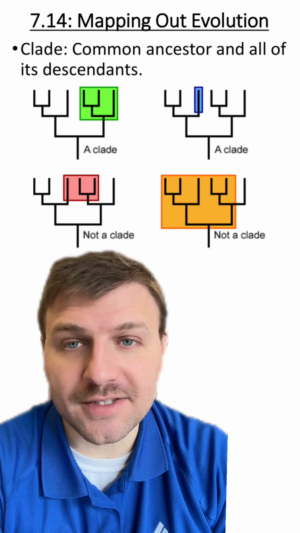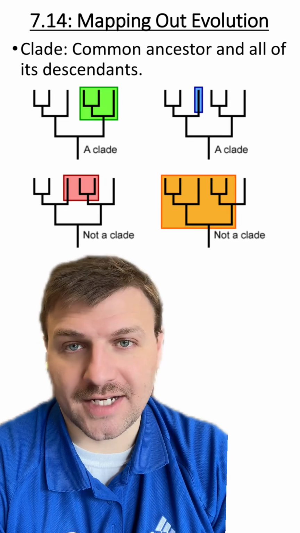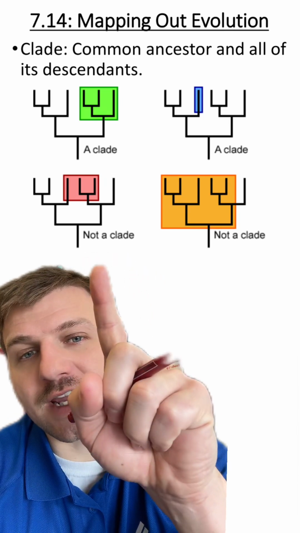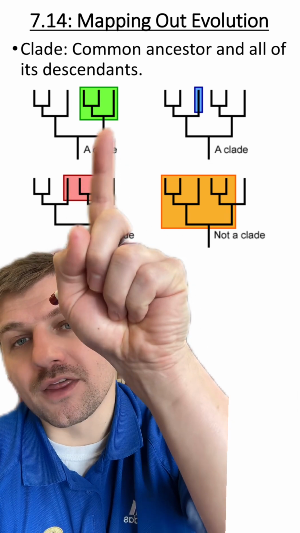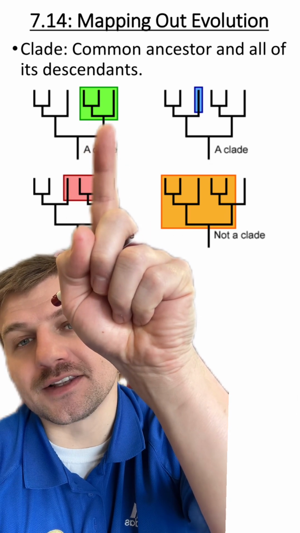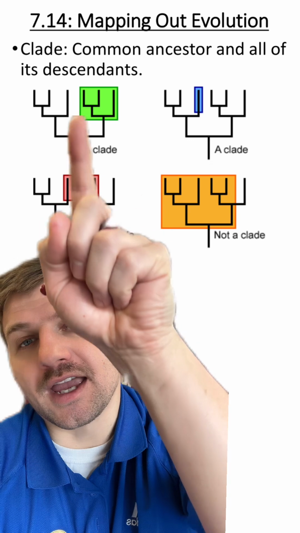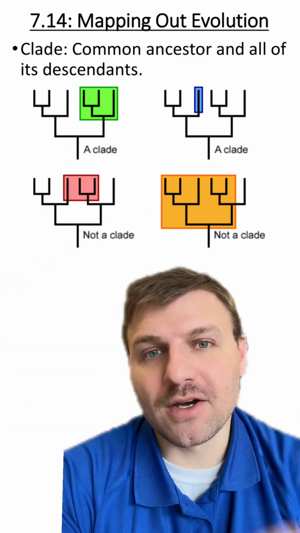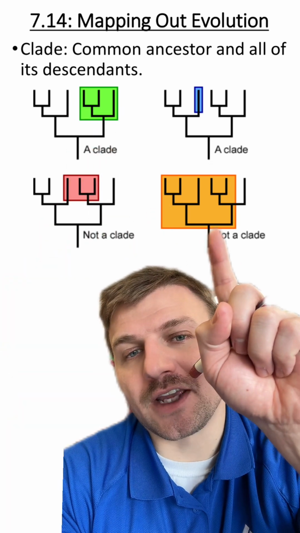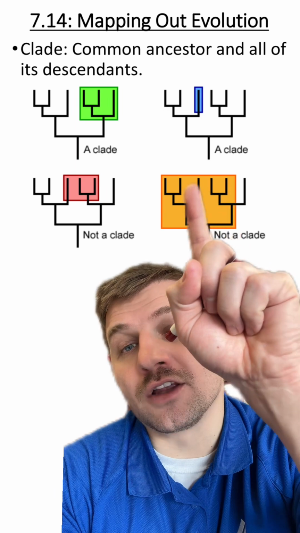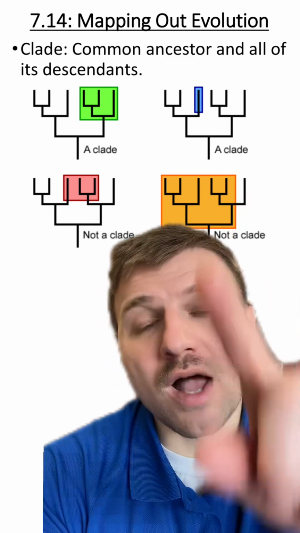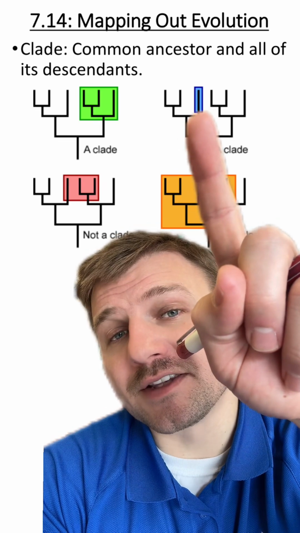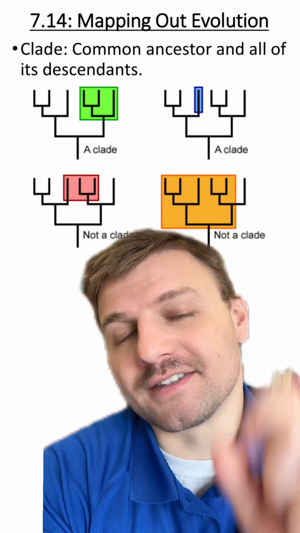Related to common ancestry is the topic of a clade. This is a common ancestor and all of its descendants. If you look, this is not a clade because it's not one common ancestor and all of its descendants, while this one up here is a clade because it's a common ancestor and all of its descendants. Same thing on this side. This is not a clade because we're leaving this descendant out, while up here, this is a clade because it's a common ancestor and all of its descendants.